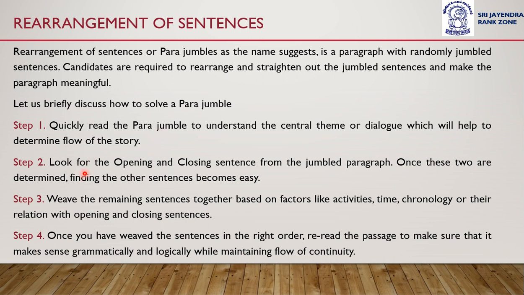Then step 2. Look for the opening and closing sentence from the jumbled paragraph. Once these two are determined, finding the other sentences becomes easy. So you have to look for the opening and the closing statements among all the jumbled statements given. If these two are determined, then it becomes easy to guess the sequence of the remaining sentences.